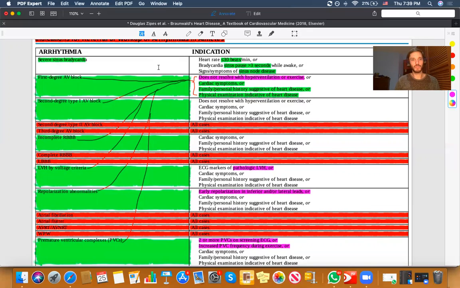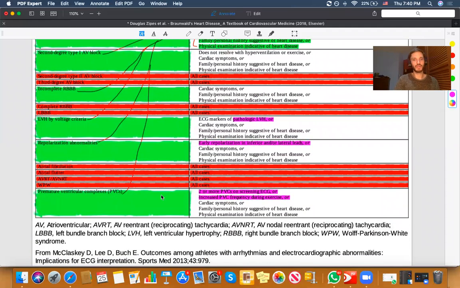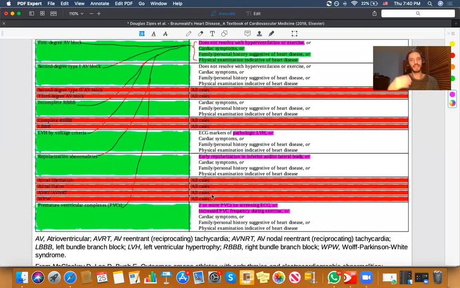Then we have incomplete right bundle branch block, with the three symptoms or findings we mentioned before. Left ventricular hypertrophy by voltage criteria, if you have ECG markers of pathologic left ventricular hypertrophy or symptoms. Then repolarization abnormalities, if you have early repolarization in inferior and/or lateral leads. Why? Because it's frequent to find these repolarization abnormalities in the precordial or initial leads. Then we have premature ventricular complexes, specifically 2 or more PVCs on screening EKG or increased PVC frequency during exercise.